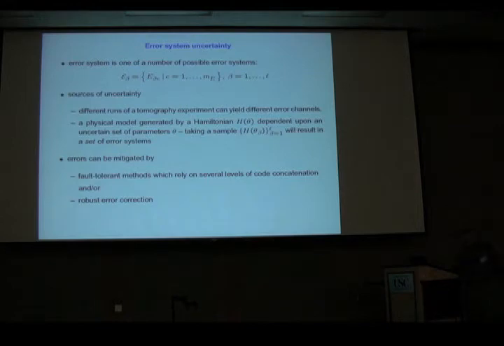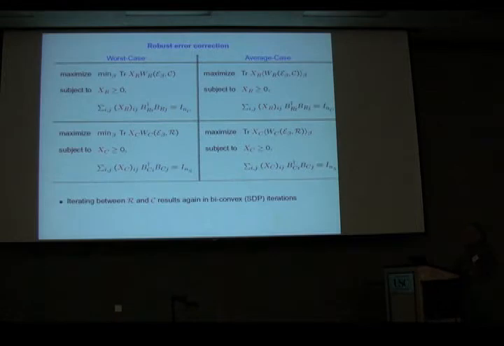So let me add on top of this now the robustness concern. Let's say we had a set of error models and we wanted to design over the set. The set could come from various tomography experiments. It could come from a physical model, a Hamiltonian of some kind, dependent on some parameters, and we just make a huge list, or take a sample out of that set. There are ways to try to get the worst case sample, which I'm not going to get into. That would be the way to incorporate the uncertainty in the error model. And you could then have a worst case, an average case, or something else.